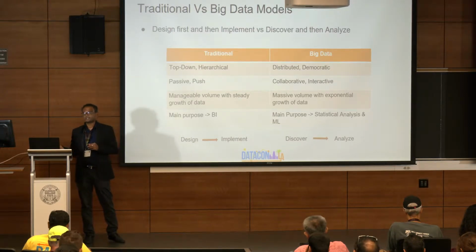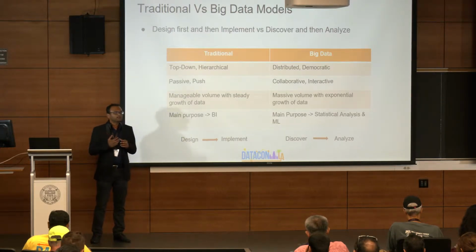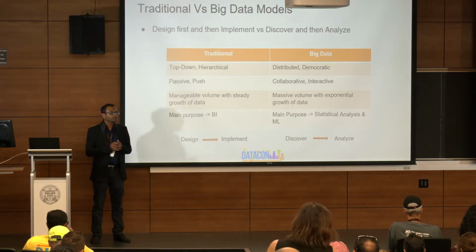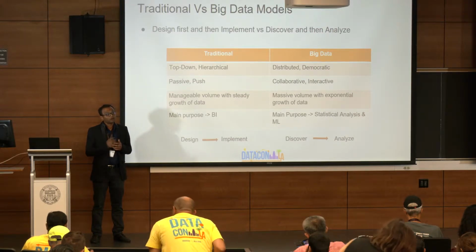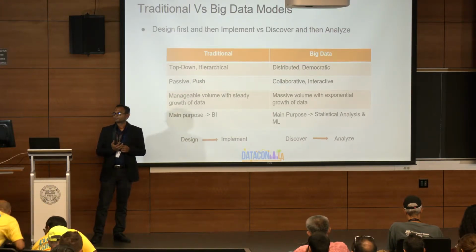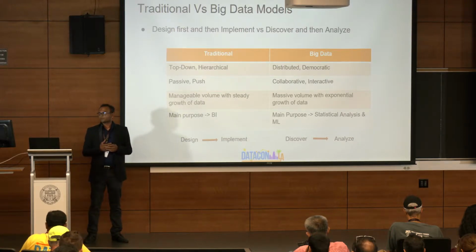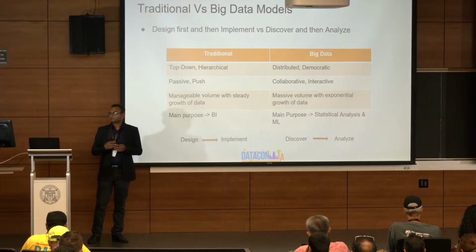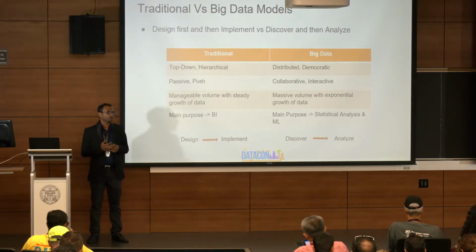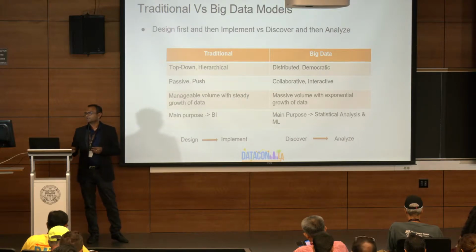But with big data, the data usage is distributed. Someone might want to look at exploratory analysis, and someone might want to consider how we can utilize this data for marketing and customer service. So the usage is democratic. Traditional data models look for push or passive structures, but big data is more collaborative and iterative. As we have more and more data coming, collaboration is very important in big data.